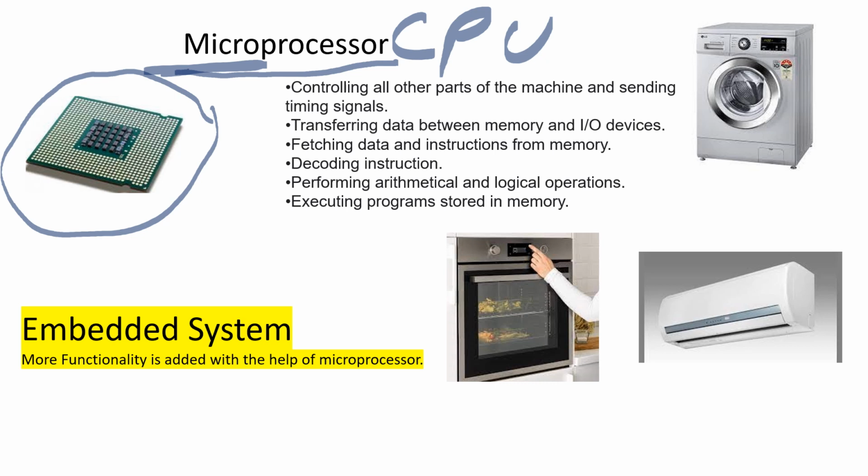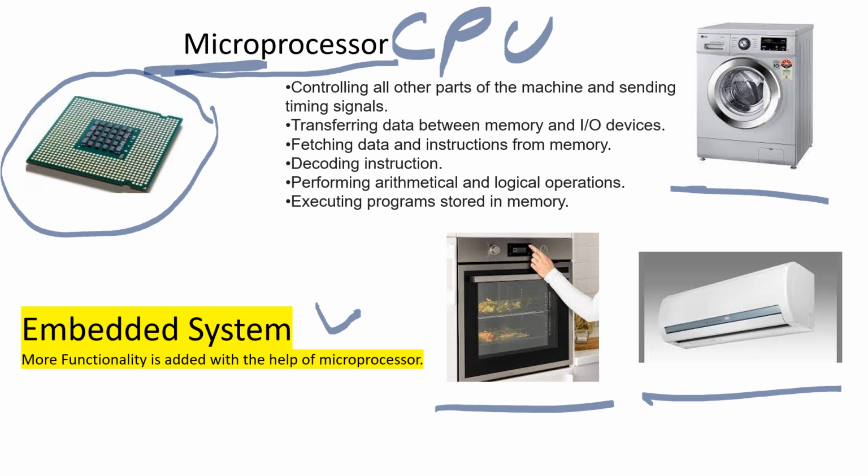And if a device has got a microprocessor in it, it is called an embedded system. So all embedded systems will have a microprocessor with them. Okay, so that is basically the function of an embedded system. The examples are washing machine, air conditioner, heater, oven, all the things that are smart in nature. They have a microprocessor embedded in them.